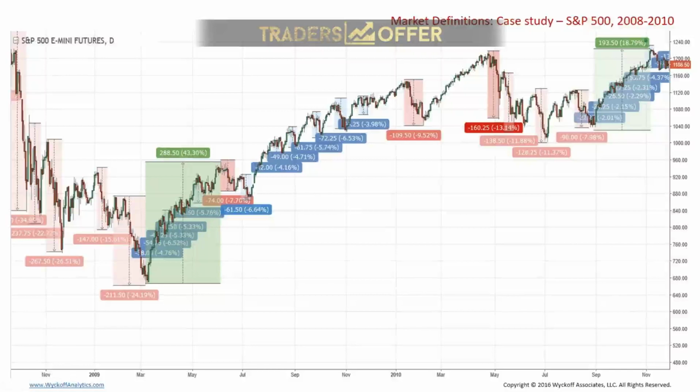So for instance, right here on this move to the upside, we might have quite a lot of change of character bars. All of those are change of character bars, the ones that I'm highlighting. But yet it doesn't ruin the whole overall much larger trend. So you have to think about that as well. Okay, next question.